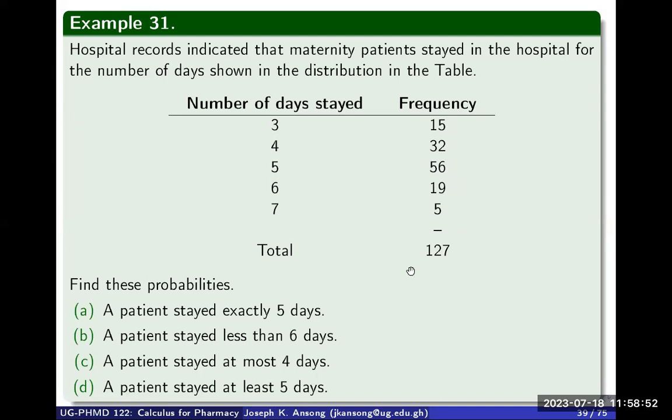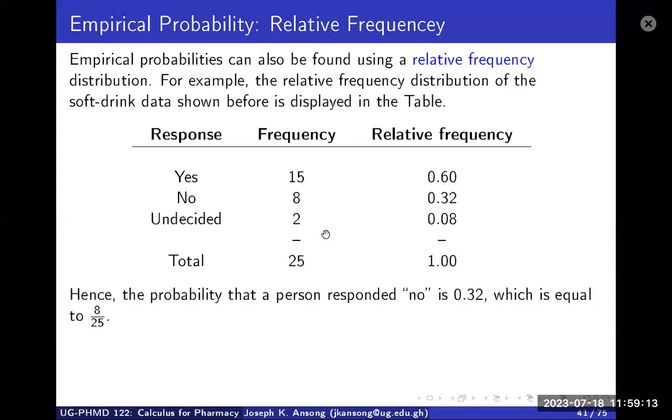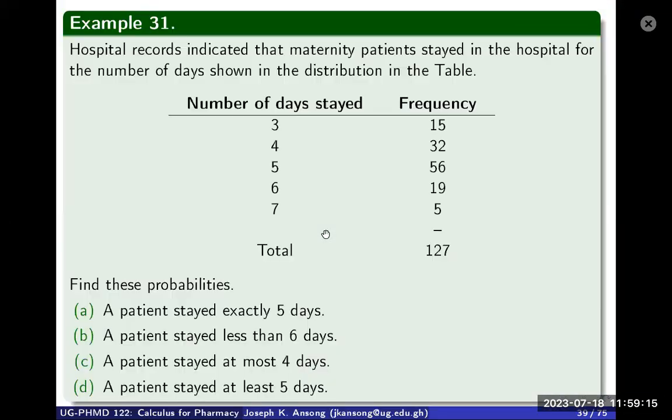All right. The patient stayed at most 4 days. All right. So 4 or less. So the others stayed 4 or 3 days. So you take these 2. And then the patient stayed at least 5 days. All right. So 5 or more days. So that will be 5, 6, and then 7. Okay. So you can look at all of these.